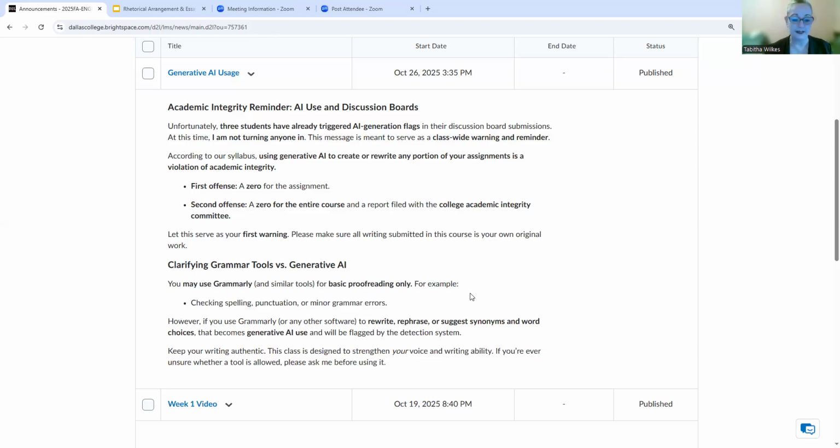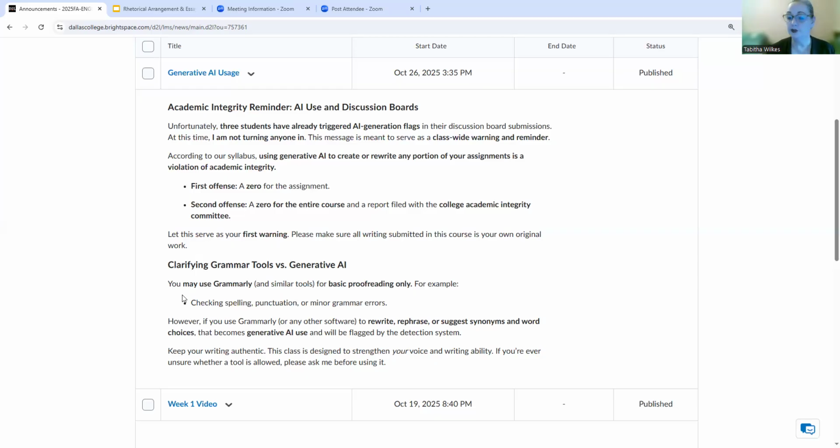Where the problem happens is when Grammarly starts making suggestions, if you just hit yes, yes, yes, yes, it's going to become generative. It's going to start small with commas and spell checking, and then it's going to start suggesting word changes, synonyms. Then it's going to start changing sentences entirely. Then it's going to start changing paragraphs entirely. And you can see how that gets completely carried away. And that will red flag your assignment, and that will cause you to receive a 0 and potentially additional penalties.